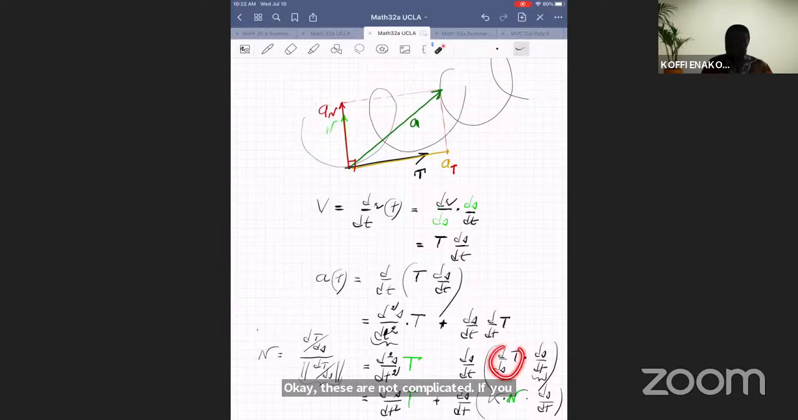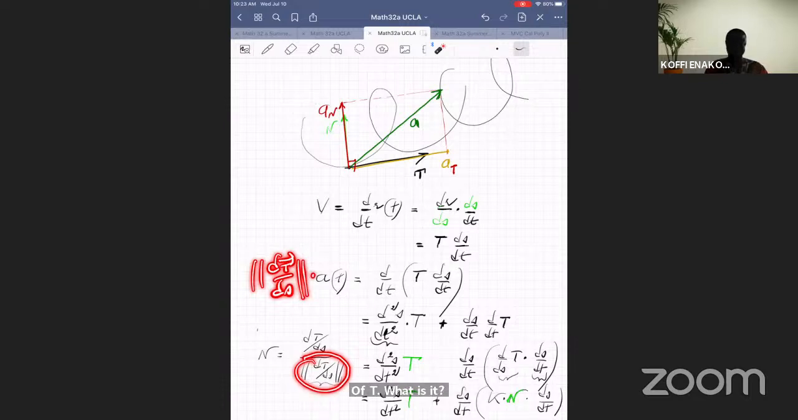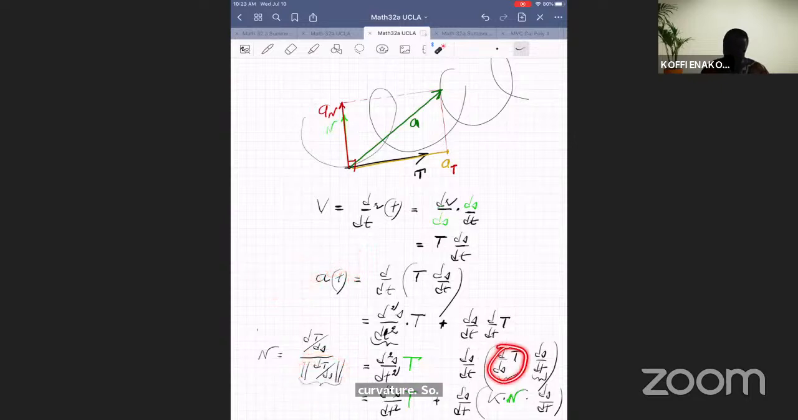So then this vector, well, is just what? This term, the norm of d with respect to s of t. What is it? What is the norm of d with respect to s of t? Absolutely, that's kappa. Okay, that's the curvature. That's the first definition that I have for the curvature. So that's curvature at s. And I then replace this expression with kappa, which scalar multiplies the unit normal vector, which is changed here.